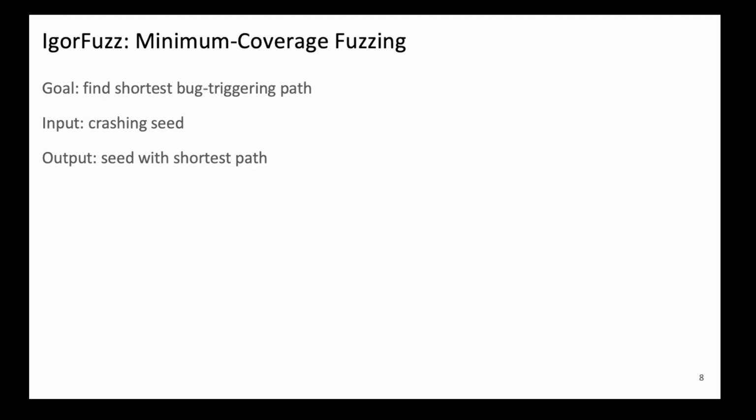Let's talk about how to minimize the PoC on the control flow. We designed IgorFuzz to do that. The goal of IgorFuzz is to find the shortest bug triggering path. Our core method is applying minimum coverage fuzzing to prune those bug irrelevant paths step by step. The first is the seed retention strategy. We have proposed two rules.